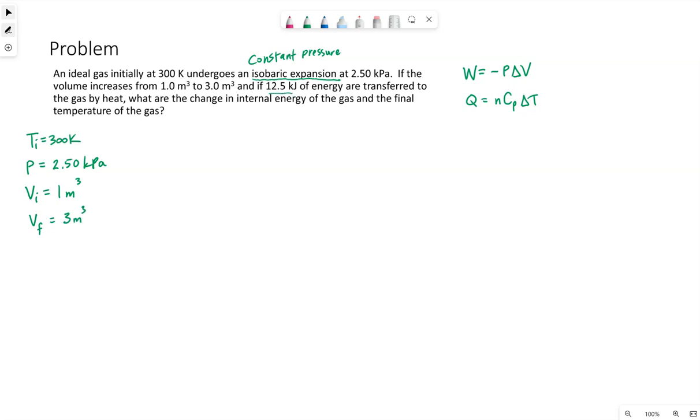Now this 12.5 kilojoules of energy transferred to the gas means it's going to be positive, because we're using the convention that energy going in is positive, energy out is negative. Now it tells us this energy is transferred to the gas by heat. That means this is Q. So we're trying to find the change in internal energy, which is also delta E thermal, and we want to find the final temperature of the gas.